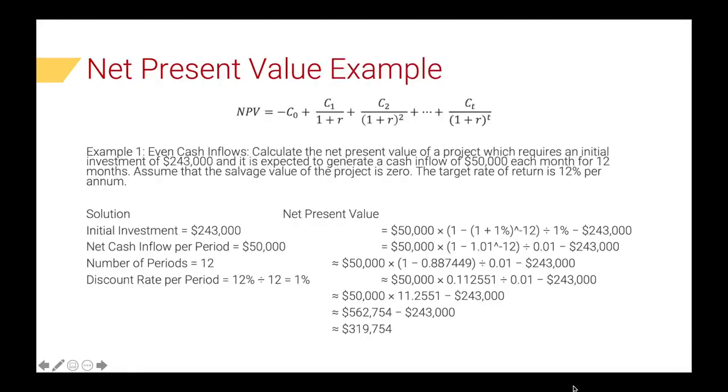Example 1 for even cash inflows. Calculate the net present value of a project which requires an initial investment of $243,000, and it is expected to generate a cash inflow of $50,000 per month for 12 months. Assume that the salvage value of the project is 0. The target required rate of return is 12% per year. Please review the screen to see how this will be worked out manually by hand.